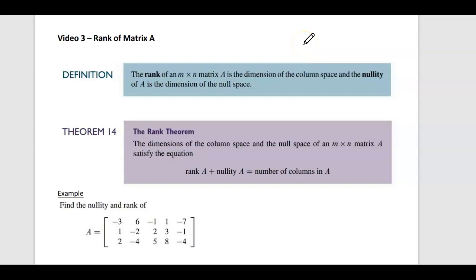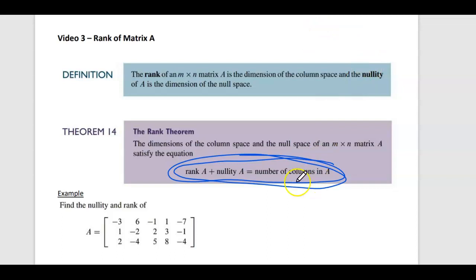Our final video for content this week is on the rank of a matrix. The rank of a matrix is the dimension of the column space, and the nullity is the dimension of the null space. One thing that is really important that we will be using quite a bit is this relationship right here. The rank plus the nullity must be equal to the number of columns in A.